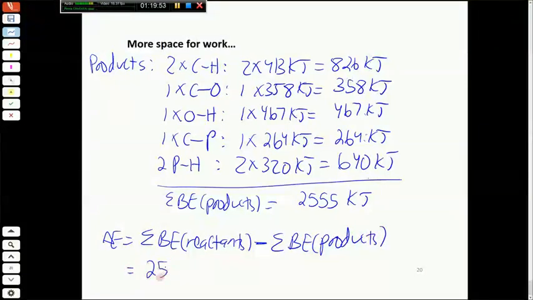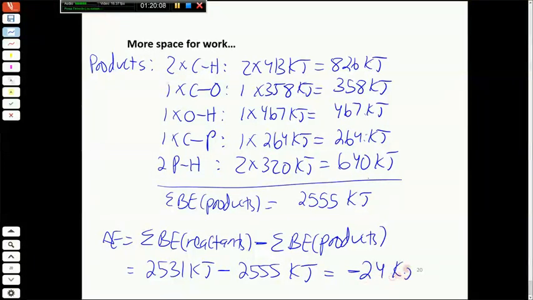So we had 2,531 kilojoules for the reactant bonds. We formed 2,555 kilojoules worth of bonds on the product side, so we subtract those two numbers and we get a minus 24 kilojoules. As it turns out, a relatively small delta E, but we still see there's a difference between reactants and products. So that's a typical type of problem.